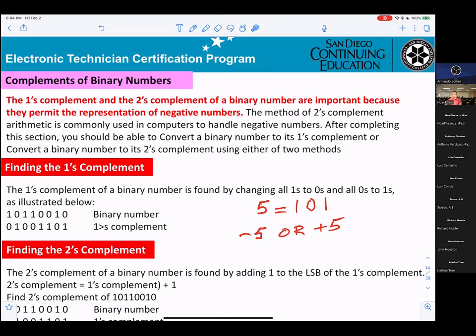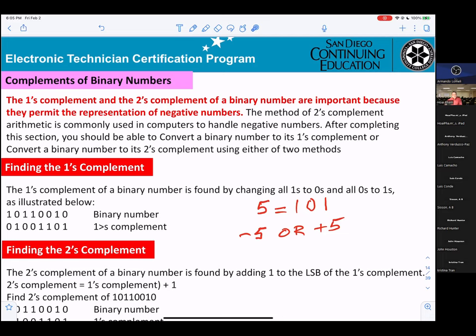Mr. Pham, I do have a question though. So, like with 5 being 101, its complement is 010. But how does a computer know the difference between -5 and +2? That's what they already built inside. If they see the number in binary, in the first complement or in the second complement, then they understand it will be a positive or negative number. Okay?